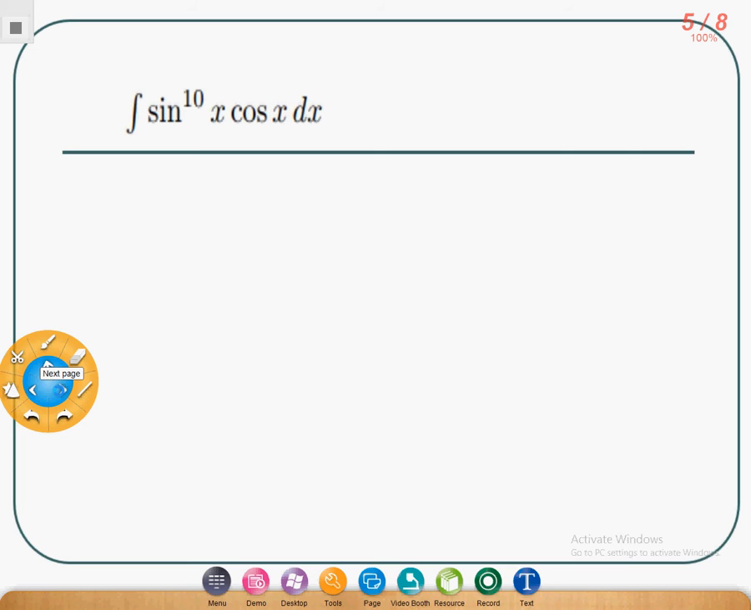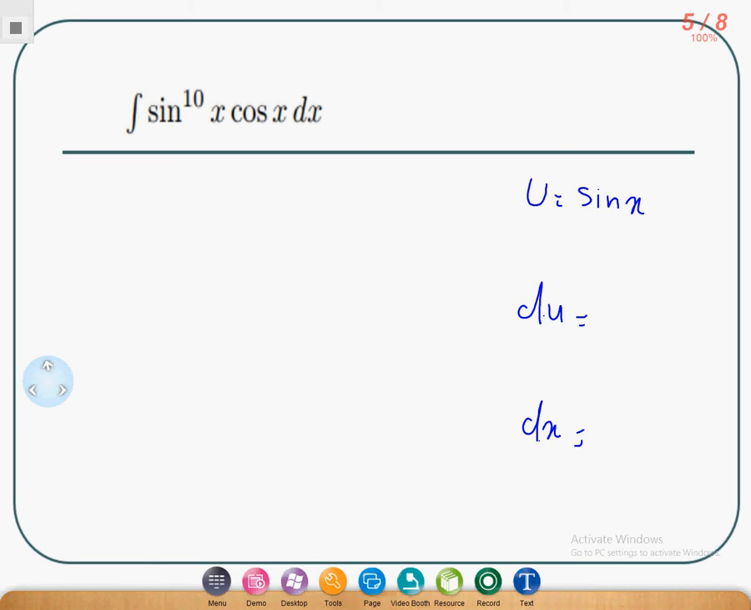Another question, by the same way, u, du, and dx. Excellent. I heard someone told me, yeah, mister, you have here sine to the power 10. So sine the highest power. So take you the highest power. It will be sine x. That derivative, not integration. That derivative for sine, it will be cosine x dx.